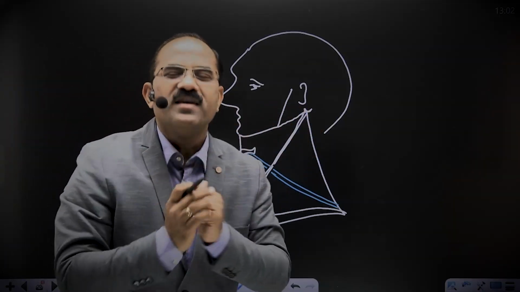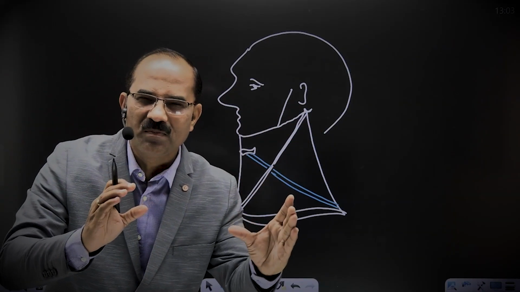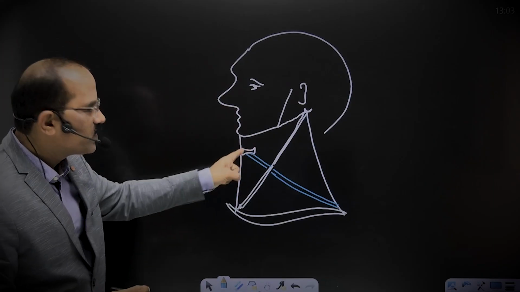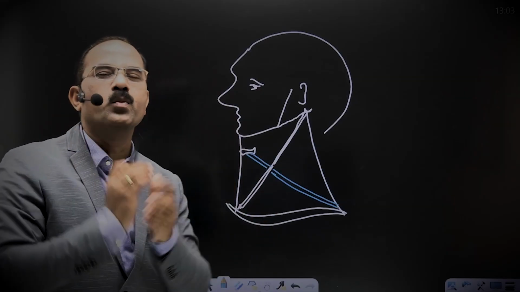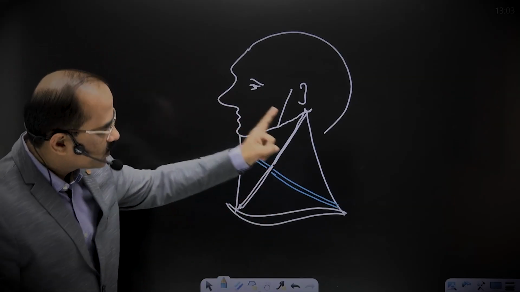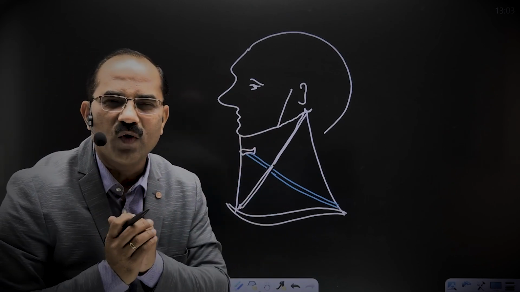Now, student, this omohyoid muscle will have two bellies, right? The one belly from the sternocleidomastoid to the hyoid bone. This is what we call the superior belly of omohyoid. The second one from the sternocleidomastoid to the scapula behind, that's the inferior belly of omohyoid.